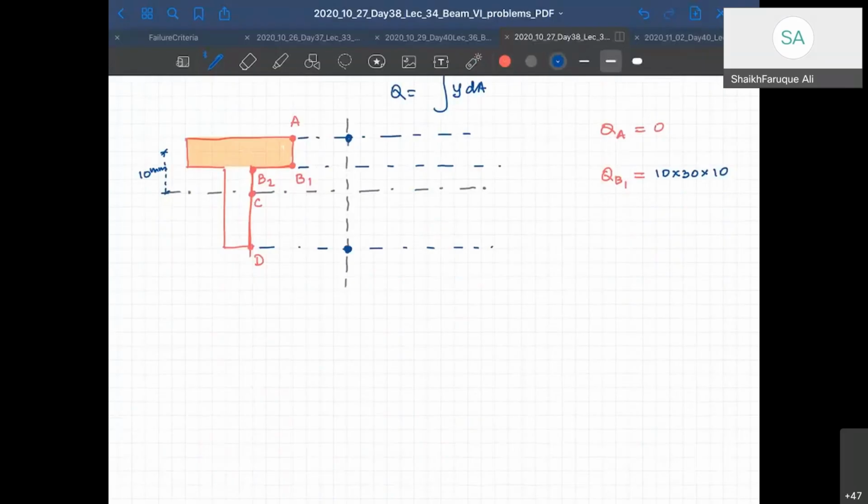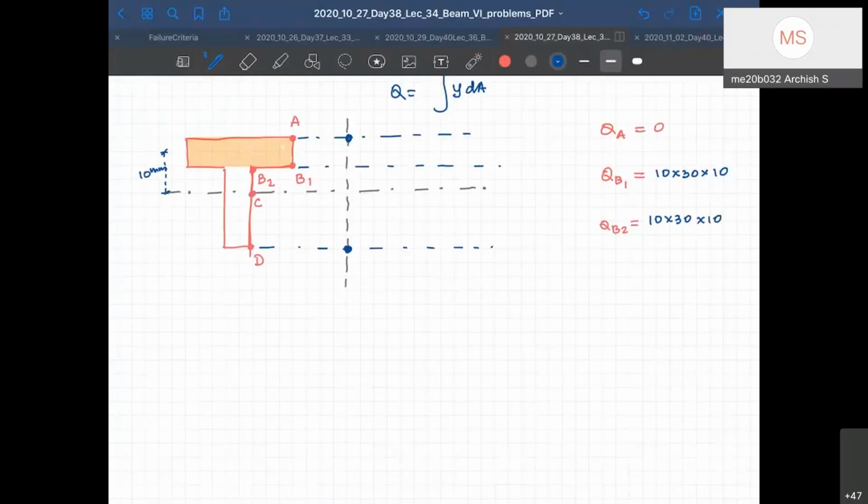And what about QB2? That is also going to be 10 into 30 into 10, right? Anybody? Nobody is doing anything? Nobody has written something here. So I suppose this 10 is correct. So there is 5 here and then the 5 here. 10 is correct.